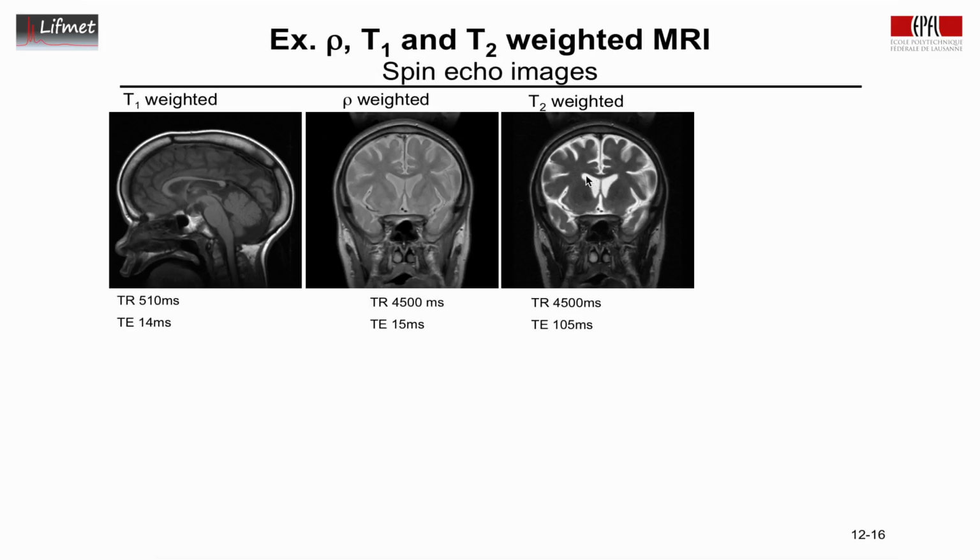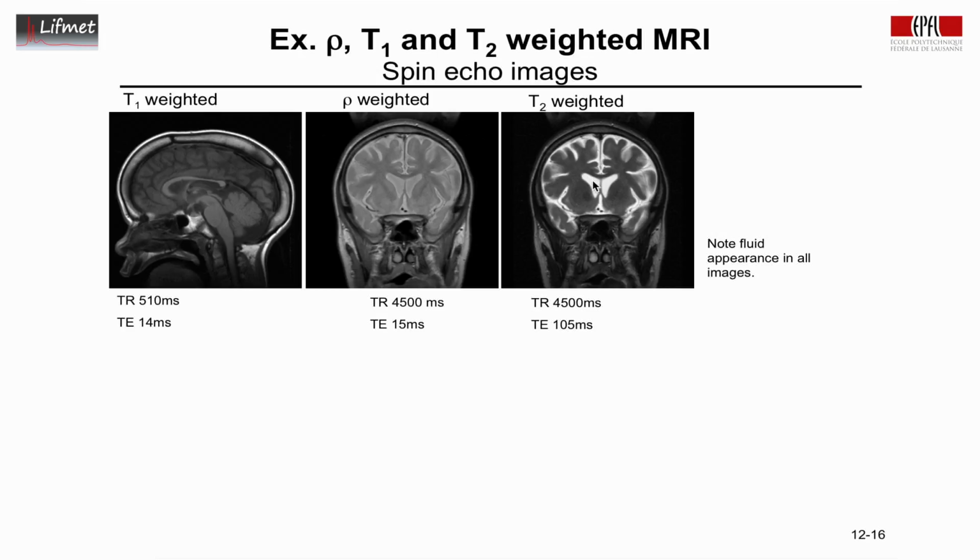We can see the liquid filled spaces. The CSF, cerebrospinal fluid, has long T2. There's no proteins, no membranes in there, or very little. So T2 is long. They show up as bright. And so notice here that we have the fluid, cerebrospinal fluid here, here, and here.